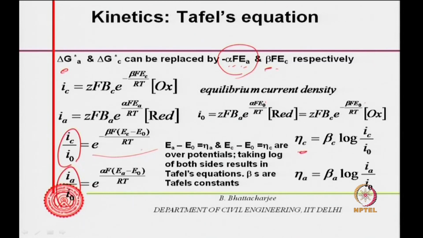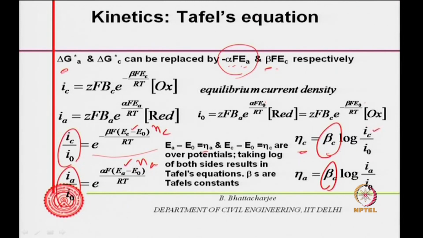So, I will get nu C, which is nothing but over potential, this is nu C and this is nu A, and if I take ln or log of both sides, I will get some constant, I call it Tafel's constant, anodic constant, cathodic constant, and log of IC by I 0. So, these are called Tafel's curves. If I apply current, I will find that log of current versus over potential varies linearly, because this is a linear kind.